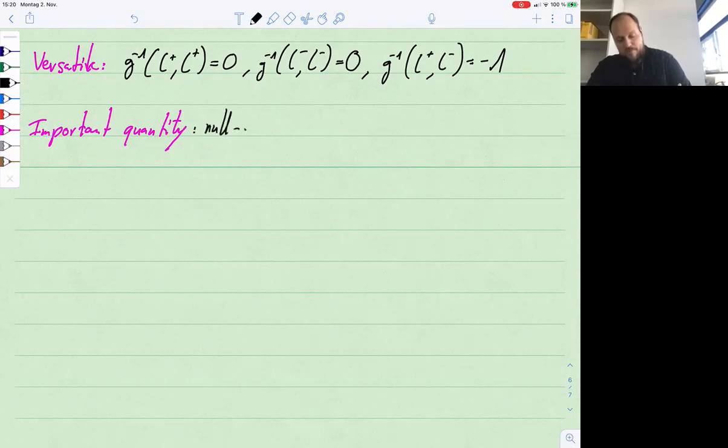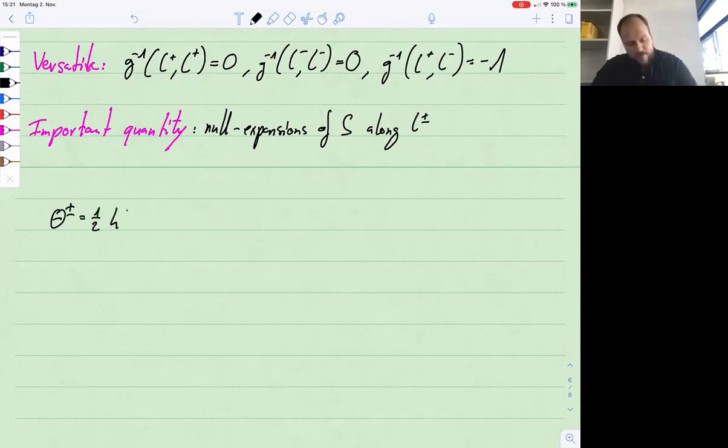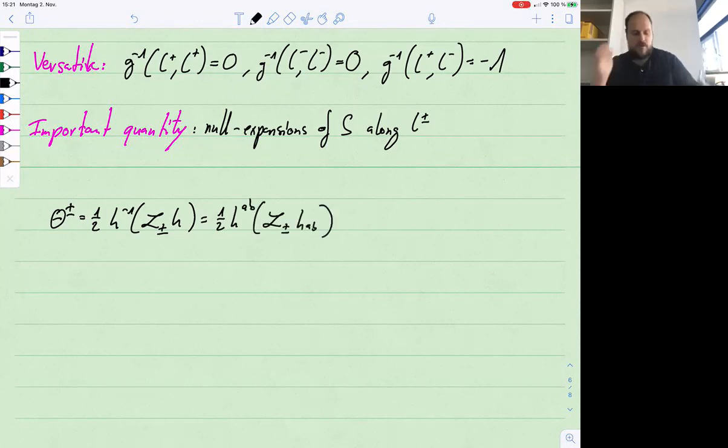We can define the null expansions of S along L plus and minus. Those are called theta plus minus. This is minus 1/2 the induced metric h^AB times the derivative along L plus minus of h_AB. Those things are called expansions, and they can be defined at each point. So these things are a local notion. And this is now the key to defining dynamical horizons. Let's visualize this object. So this is the key to dynamical horizons.